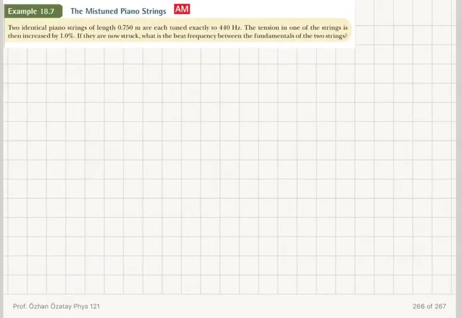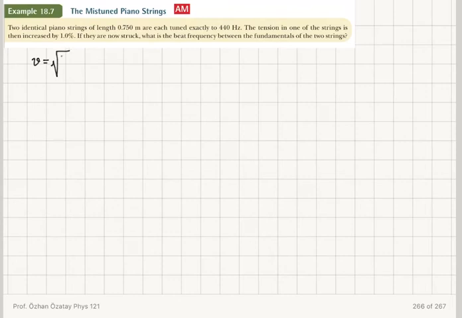So let's take a look at an example. Two identical piano strings of length 0.75 meters are each tuned exactly to 440 Hz. The tension in one of the strings is then increased by 1%. If they are now struck, what is the beat frequency between the fundamentals of the two strings?